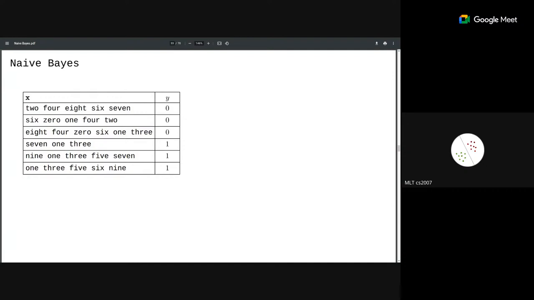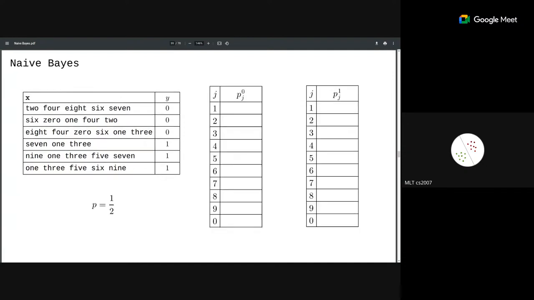So let's come back. What is the value of p in this problem? Half, right? There are 6 examples, 3 of them belong to 0, 3 belong to 1. So p is half, which is simple enough. Now let's come to these 20 parameters. 2d plus 1, right? That plus 1 term we have found out. 2 into d, we need to estimate these 20.